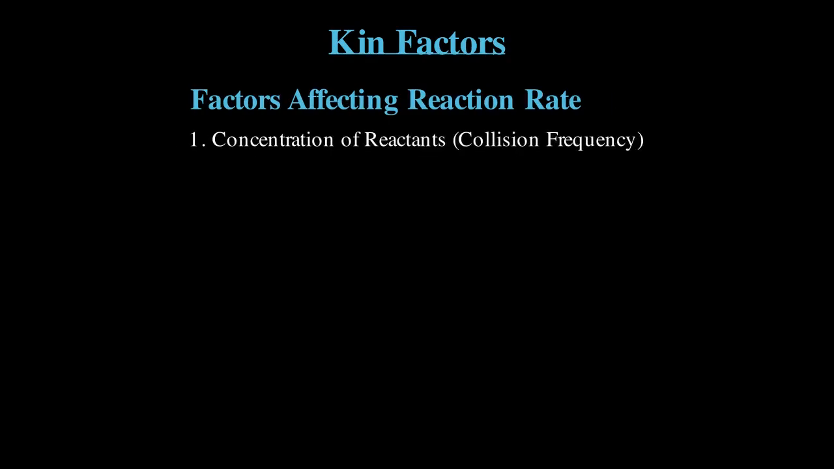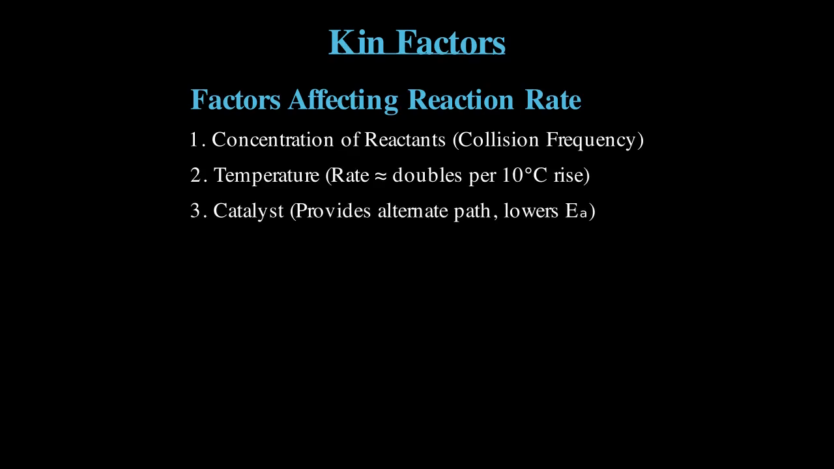First, the concentration of reactants. Higher concentration leads to more frequent collisions, which generally increases the reaction rate. Second is temperature. Raising the temperature increases the kinetic energy of molecules, causing more frequent and more energetic collisions. As a rule of thumb, the rate often doubles for every 10 degrees Celsius increase. This is known as the temperature coefficient. Third is the presence of a catalyst. A catalyst provides a different reaction pathway that has a lower activation energy, speeding up the reaction without being consumed.